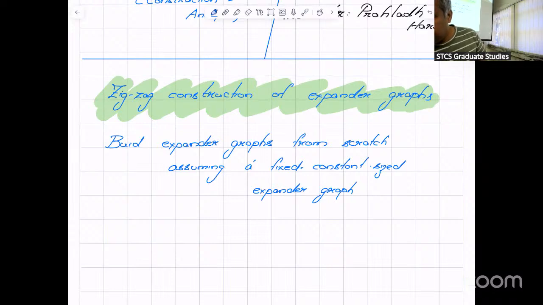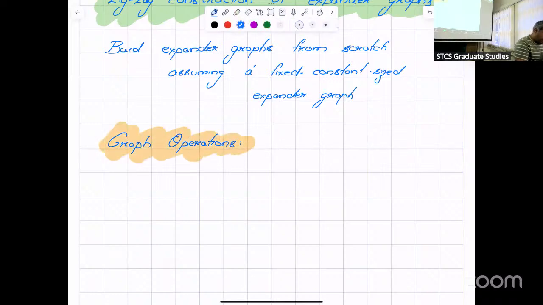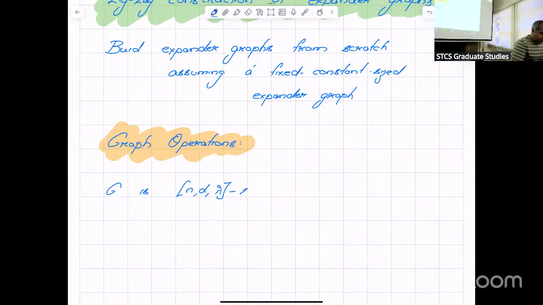So what do we need now? We are given a particular graph. So let's ask for graph operations. Suppose I have a particular graph. What all can I do with it? What are other related graphs that I can construct, whose eigenvalues I do know? So suppose G is an (n, d, lambda) spectral expander.